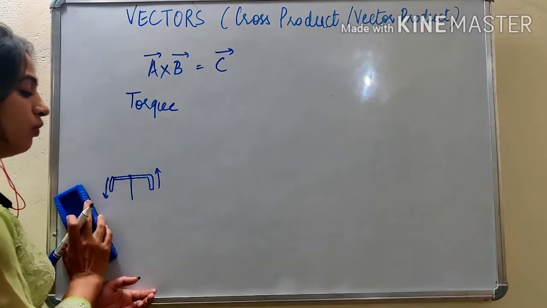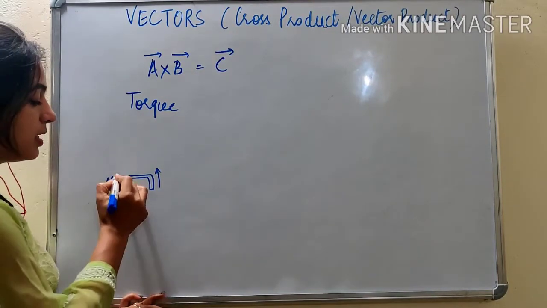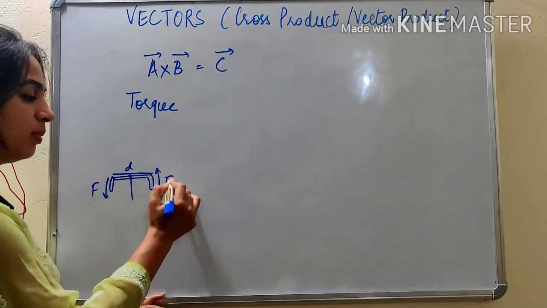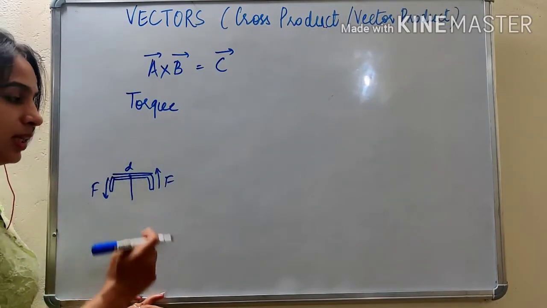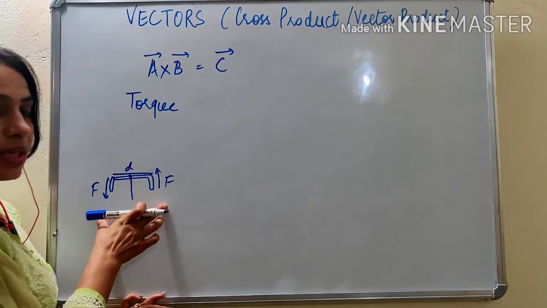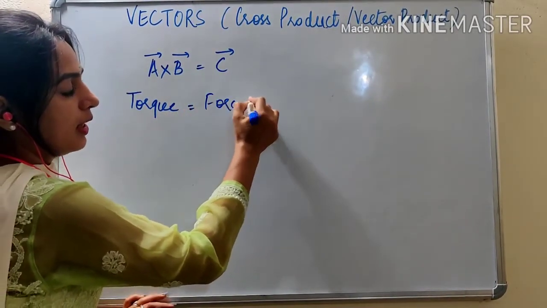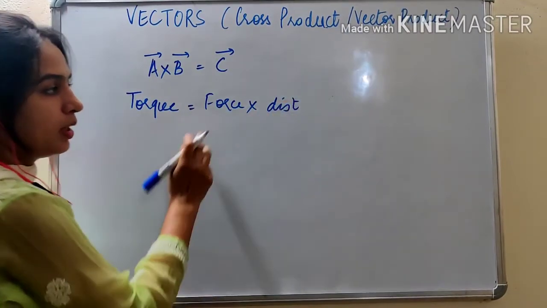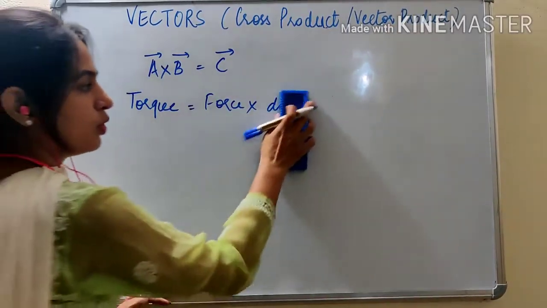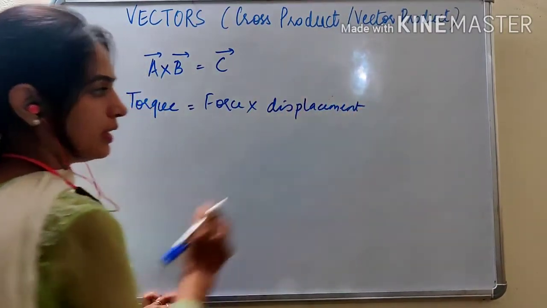Turning effect force, like two equal and opposite forces which are separated by a distance d. One force is in this direction, one force in this direction, and they are separated by a perpendicular distance d. This kind of force is called a torque. So torque is equal to either force into the perpendicular distance between them. Here the perpendicular distance, or you can call it displacement also, force into displacement or the perpendicular distance between the two forces.